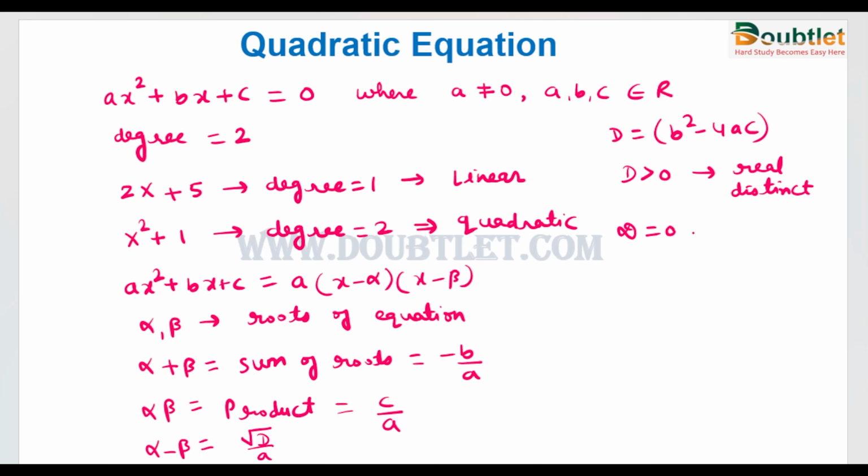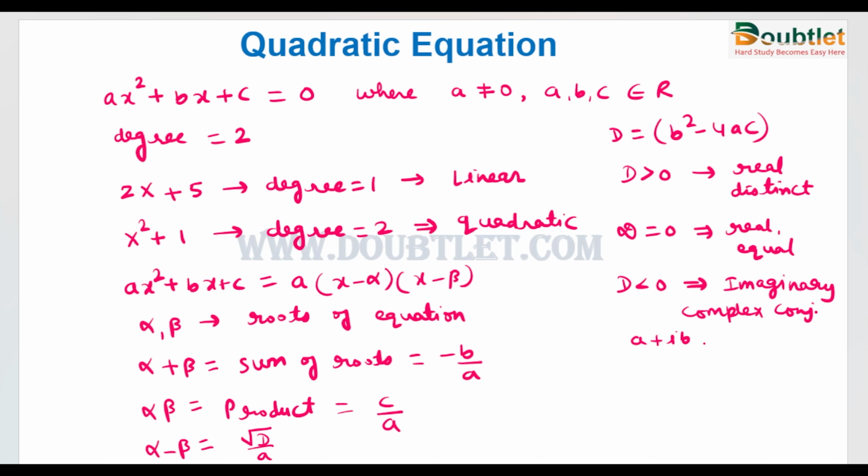And if d is equal to 0, then both roots are real and equal. And if d is less than 0, then both roots are imaginary, meaning roots will not be real. We can also call them complex conjugate roots. So if one root is of the form a plus iota b, then the other root must be a minus iota b.